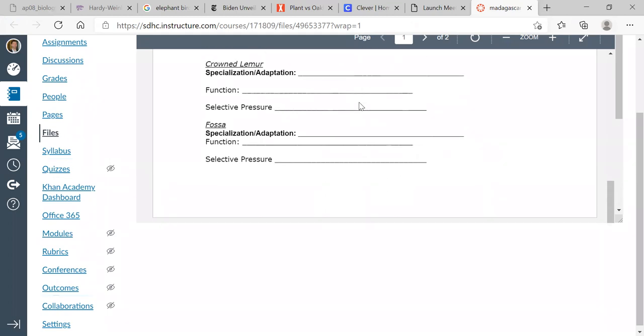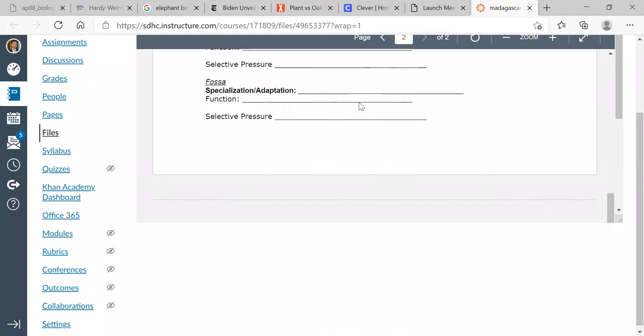All right, we're going to skip the lemurs. We already figured that out. The fossa, okay. The fossa is the biggest predator on Madagascar, and a term I haven't taught you all yet is called the ecological niche, N-I-C-H-E, niche. A niche is an organism's purpose. It is its job. It is what it does.